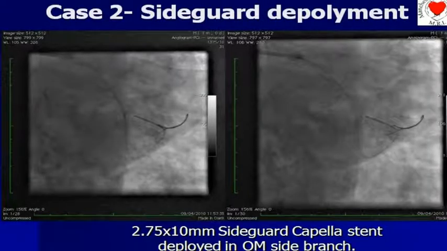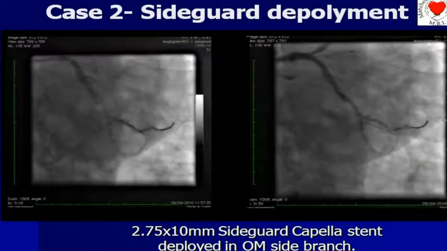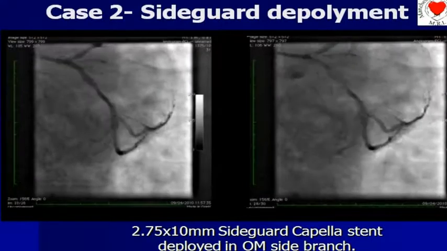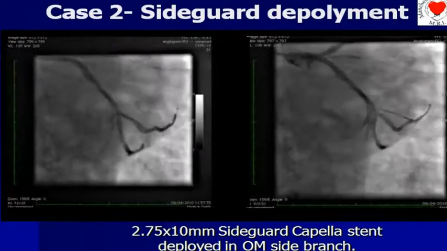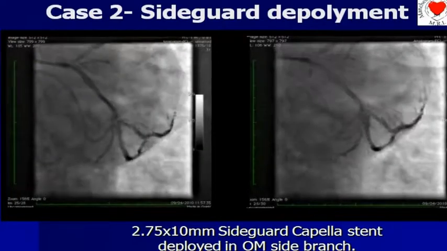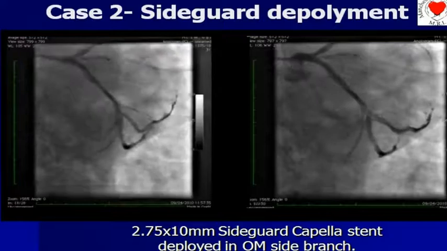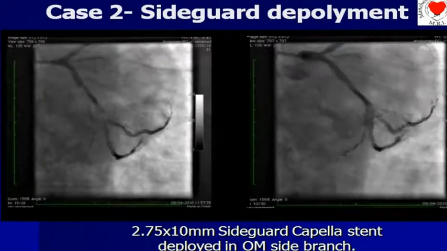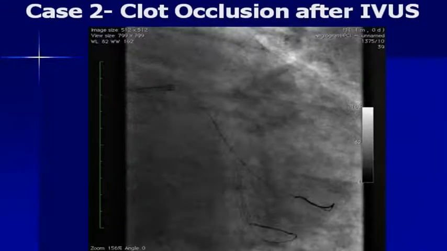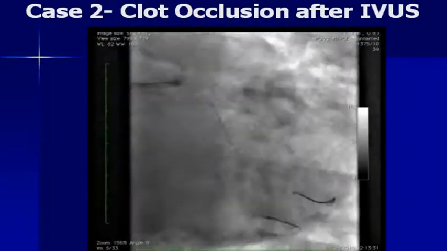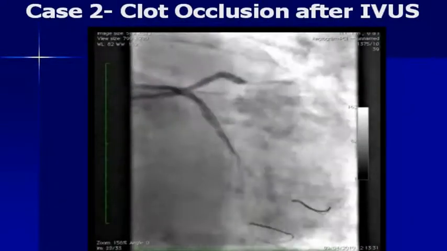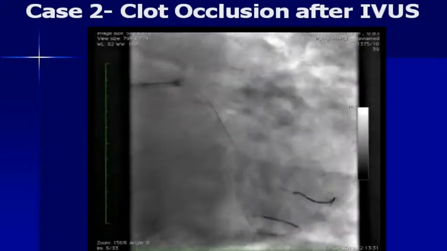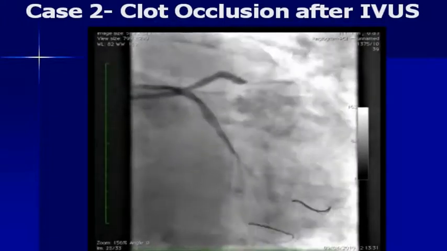In my mind, there was an issue of having to use a distal stent as well. Here you see the capillary SideGuard being positioned, once again making sure that the dot aligns itself at the border between the main vessel and the side branch. This is the picture after deploying the SideGuard stent. Now after this, we did an IVUS, and that caused extensive clot formation. At that time, we weren't sure whether it was just clot or whether it was dissection. So we lost the 2 branches.